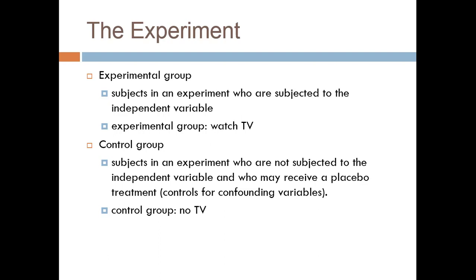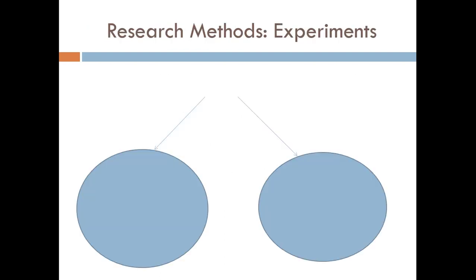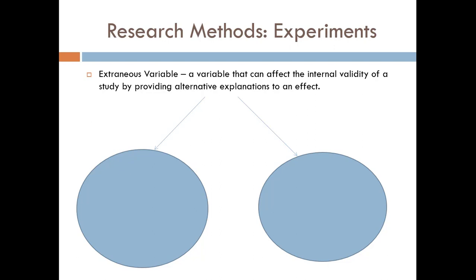The experimental group are the subjects in an experiment who are subjected to the independent variable, and the control group contains the subjects in an experiment who are not subjected to the independent variable and who may receive a placebo treatment. Now, a placebo treatment essentially controls for confounding or extraneous variables. The control group is used as a standard to compare the effects of the condition the experimental group is exposed to.